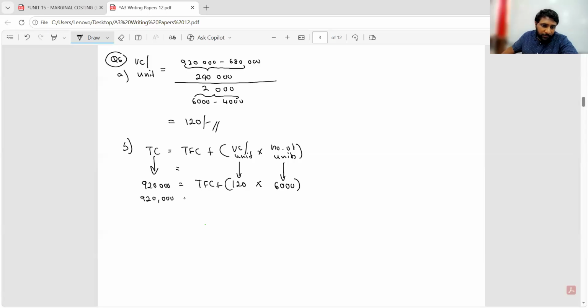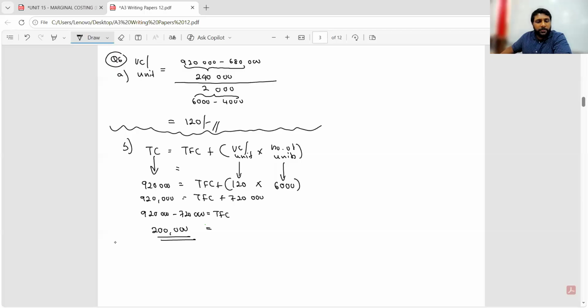920,000 equals total fixed cost plus 720,000. 920 minus 720 equals the total fixed cost. Then total fixed cost is 200,000. Total fixed cost is 200,000. See what I'm asking? See, what is being asked?